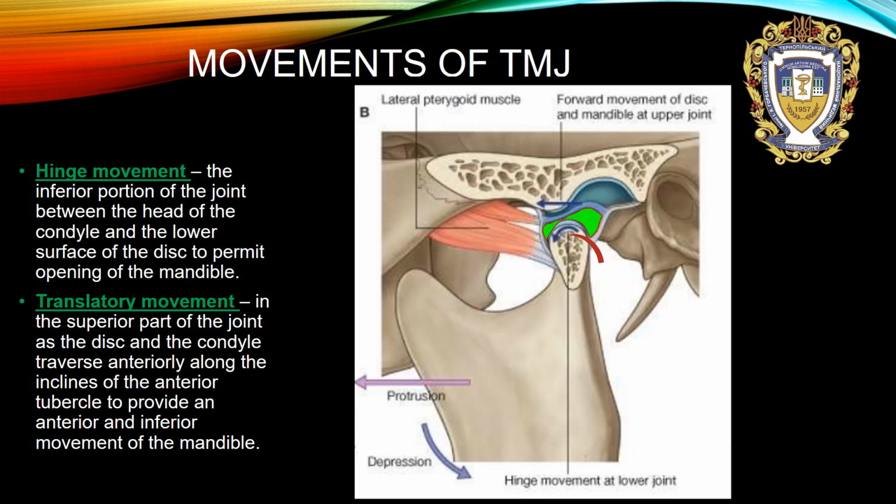Hinge movements occur in the inferior portion of the joint, between the head of the condyle and the lower surface of the disc, to permit opening of the mandible. And translatory movements. Translation. In the superior part of the joint, the disc and the condyle traverse anteriorly along the inclines of the anterior tubercle to provide anterior and inferior movements of the mandible.